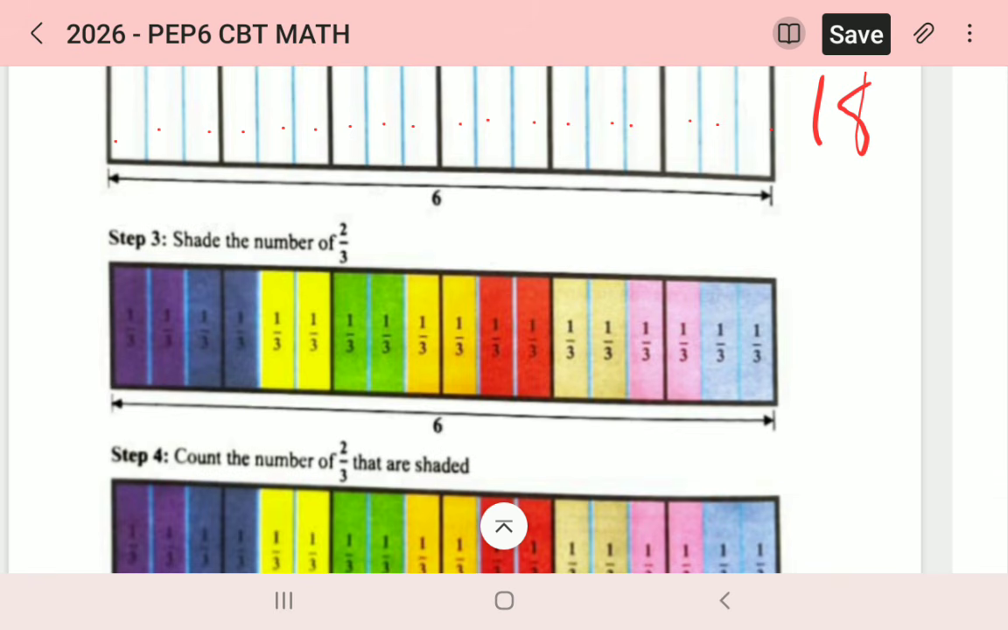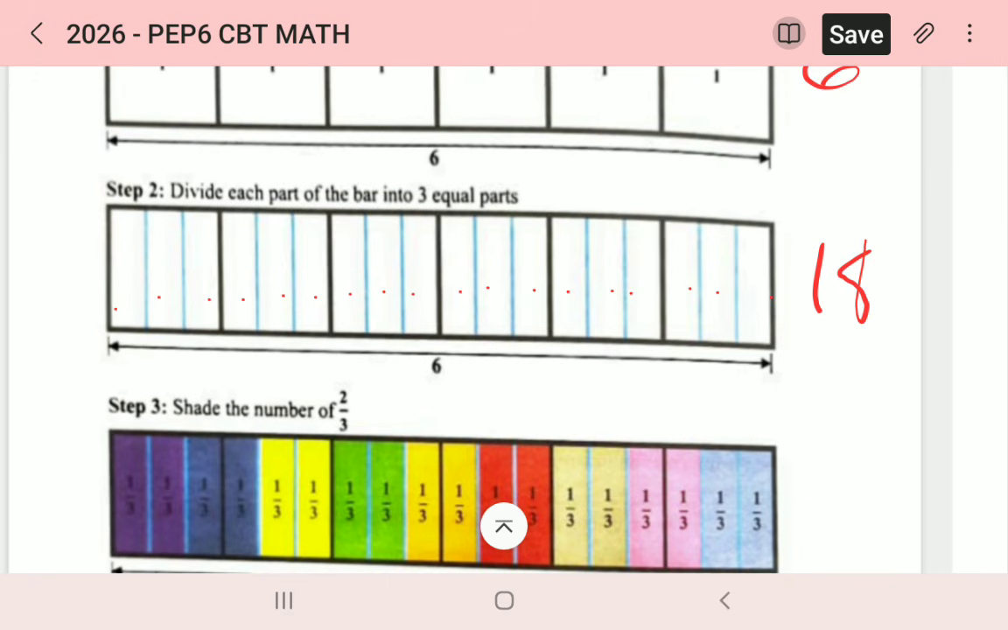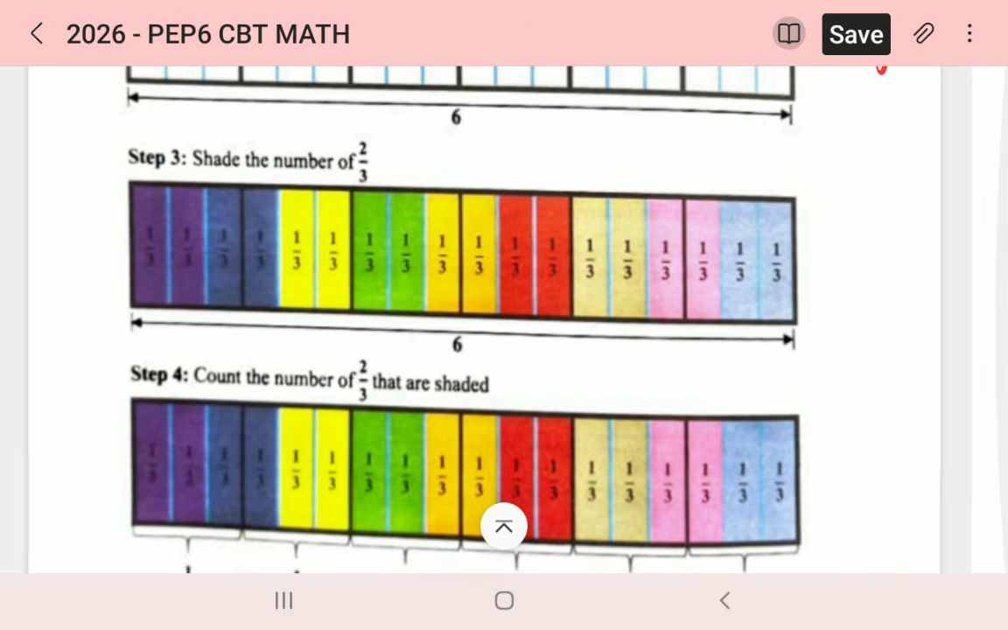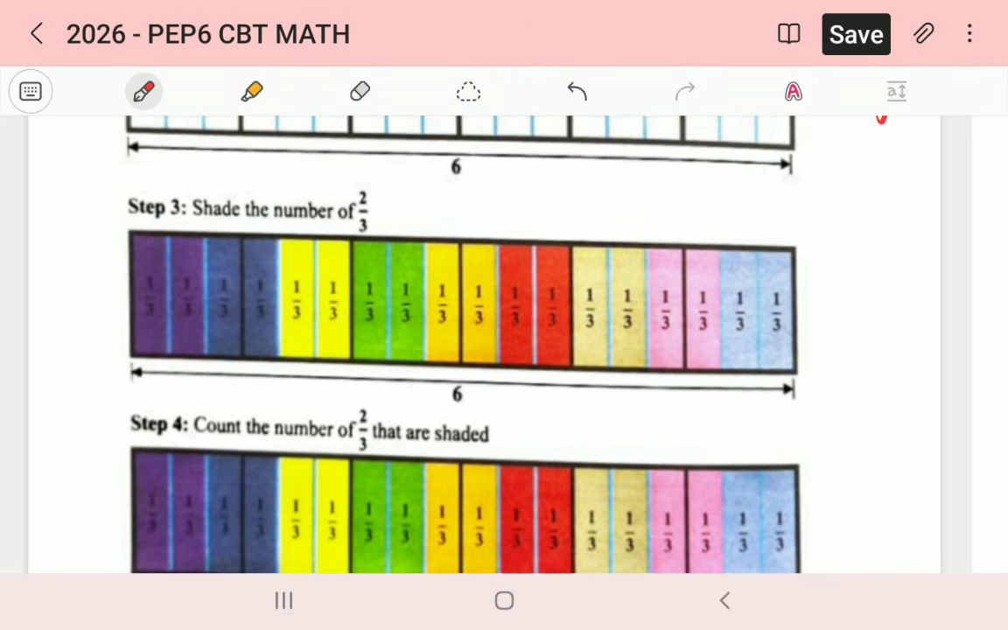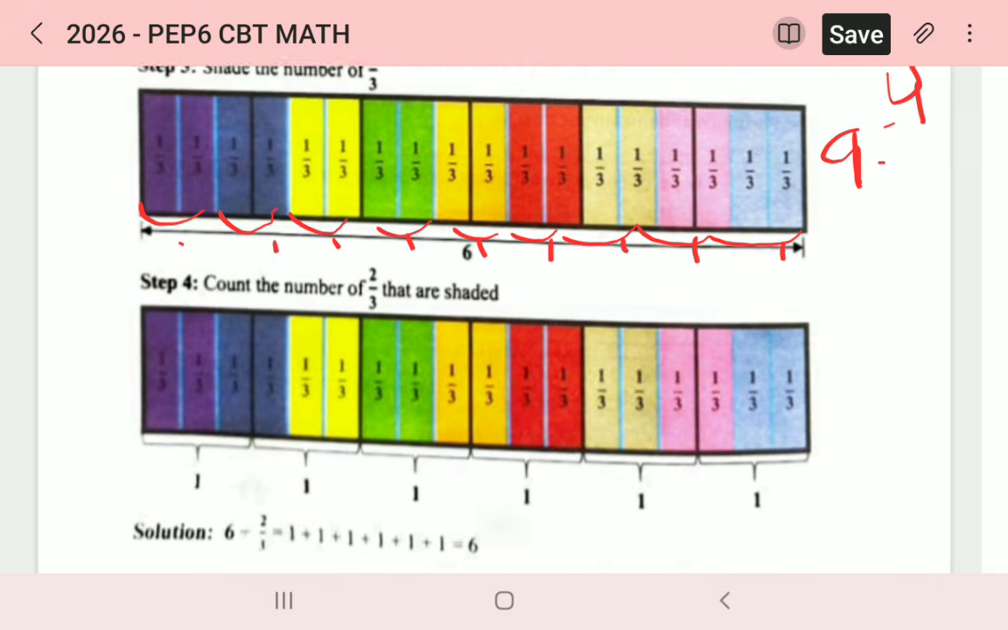Step 3 is that he shaded the number of 2/3. So how many 2/3 are in 18 or one in this? That's what he did. So you have 1 2/3 here, another 2/3, another. 1, 2, 3, 4, 5, 6, 7, 8, 9. 2 nines, 18. So 9. All right. 9 2/3 in 18.